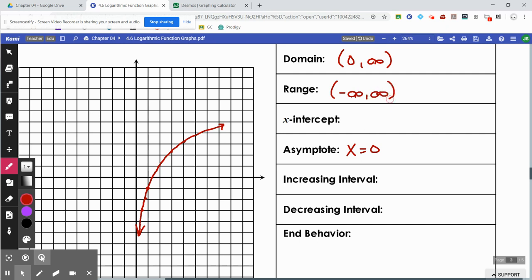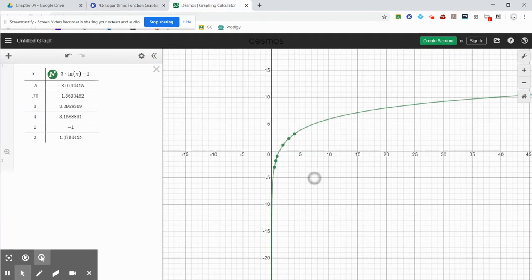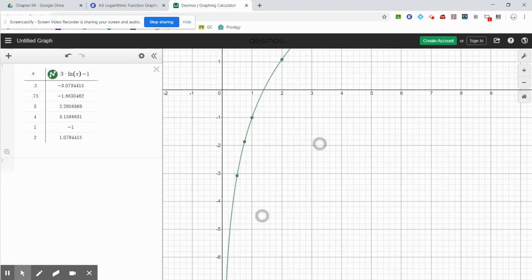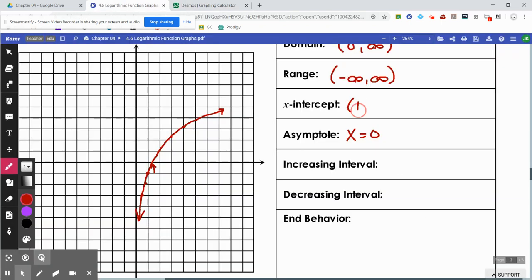-infinity to infinity is your range. Your x-intercept is going to be right here. And to find that x-intercept, we're going to go back to Desmos, and we're going to zoom in, and you can see that it crosses at a weird spot, but we can just click on it right there. So 1.396. So our x-intercept is about 1.4.